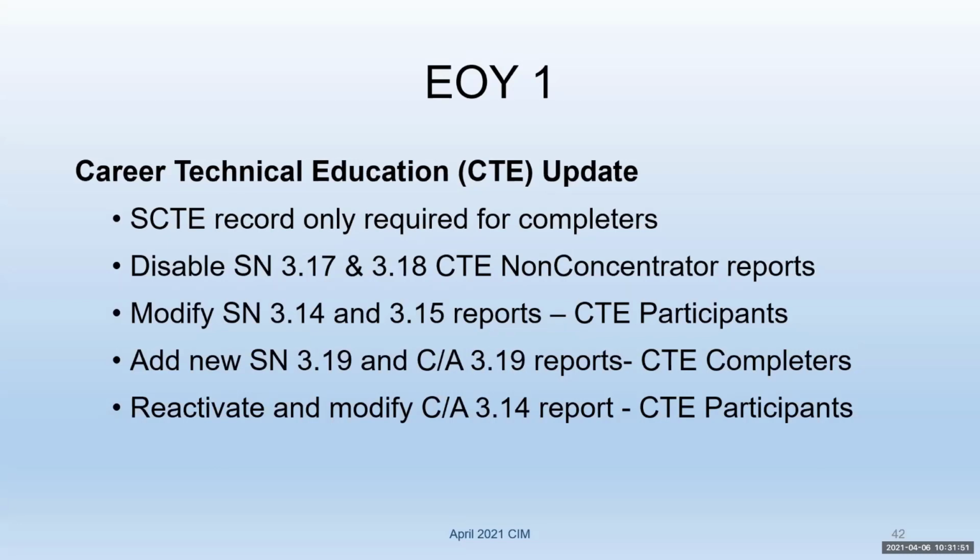Okay, so Perkins was reauthorized and there were some significant changes. The concentrators got decommissioned as a term, and there are now CTE participants. And the student career tech ed record is now only reported for students who are completers. If you try to report a participant in that record, it's going to reject because the academic year ID that the year was completed is supposed to be populated. So that's a new validation on that record. Rather than go through all of these, I'm just going to show you.